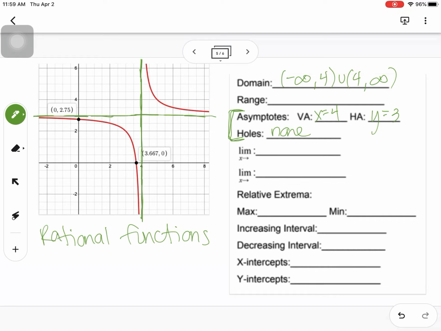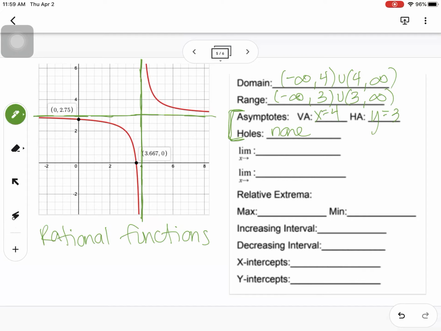Your range is similar, but it's talking about your y value. So the only y value I won't ever get out is 3. So I'm going to get out everything from negative infinity to 3. So the whole bottom part of the graph I can get out, but I can't get out 3. But I can get everything above 3. So this 3 to infinity is talking about everything above this line.